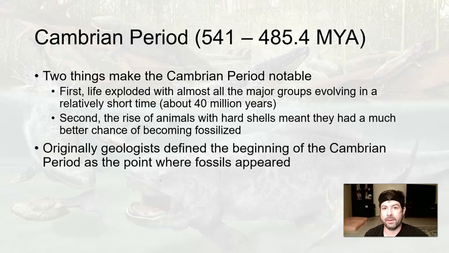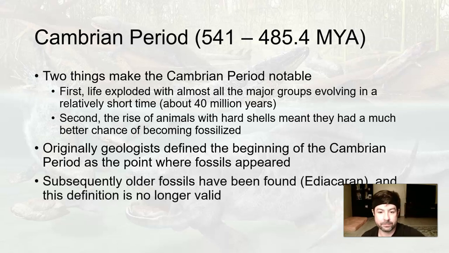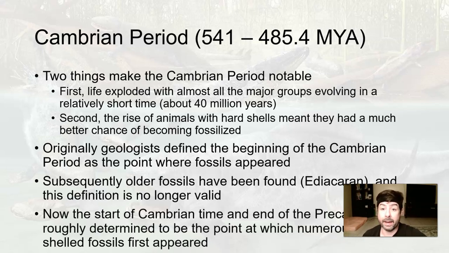Originally, geologists defined the Cambrian as the point where fossils appeared. We didn't start to find those soft-bodied Ediacaran fossils until after we had found these Cambrian fossils. So that was kind of no longer valid. That was the original start of the Cambrian. Now, the Cambrian is determined as the point at which numerous hard-shelled fossils first appear. So that's kind of saying, okay, these first appeared in these rocks, then we can date these rocks 541 million years ago. Boom.